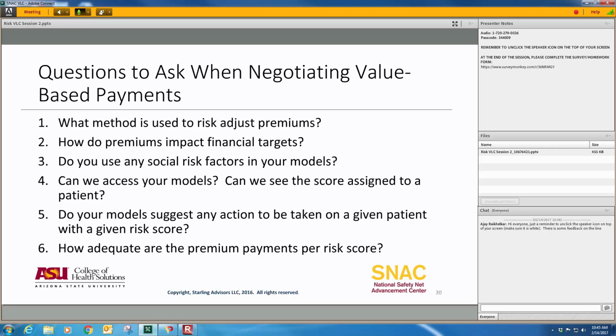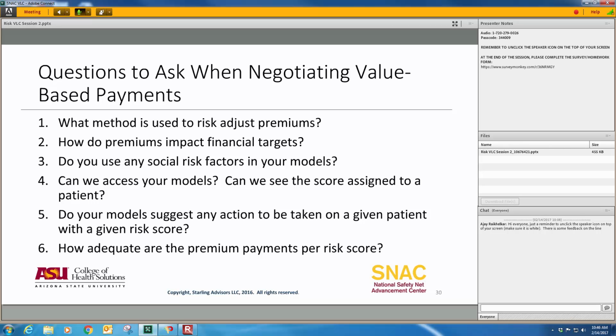It's important, we believe, to have a general understanding of the methods that they use to risk adjust premiums, to understand how their premium levels impact financial targets, if there are financial targets in the value-based reimbursement, whether they use any social risk factors in their models and how they derive those factors, whether we would have the ability to access or understand their models, and whether we can see the score assigned to an individual patient.